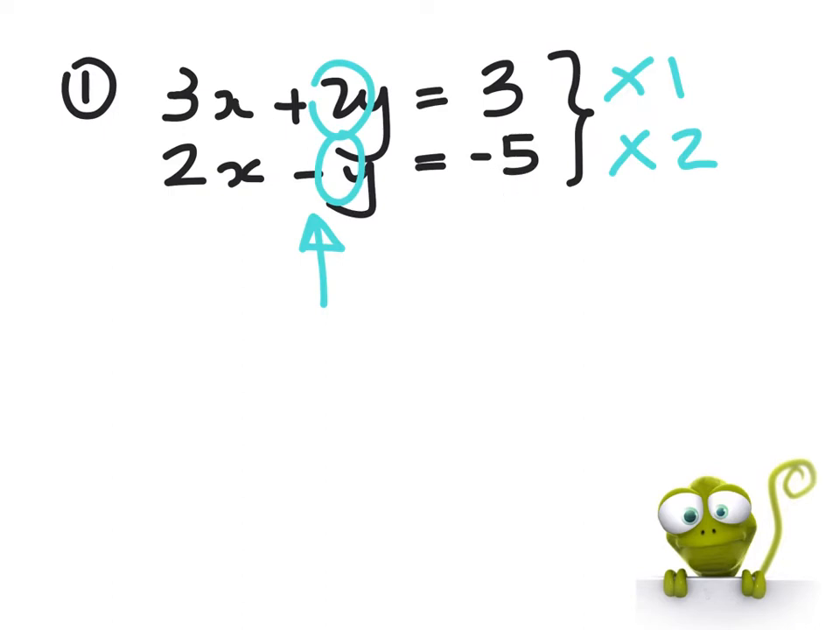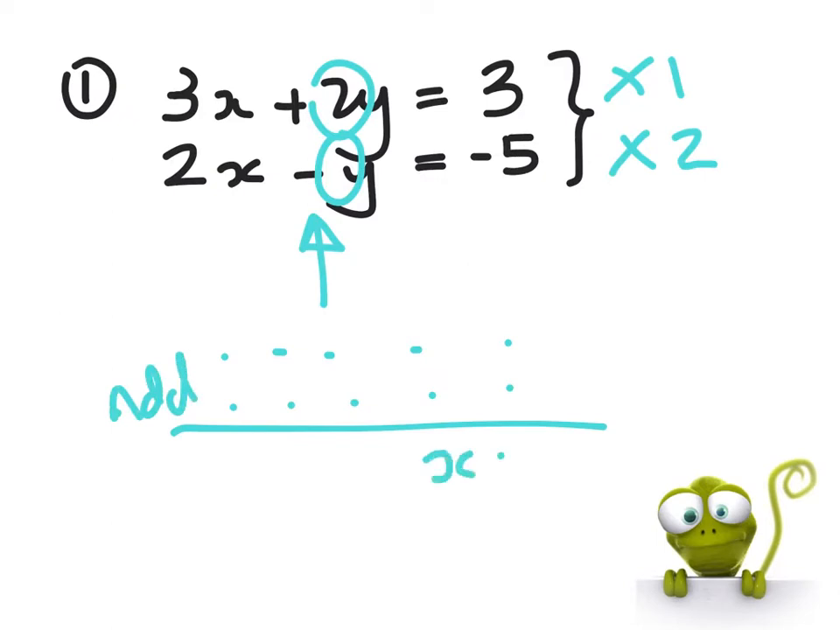Once you've done that, and you've got two new equations, I would do a big add sum, which is going to let you work out what x is, and then substituting will let you know what y is.